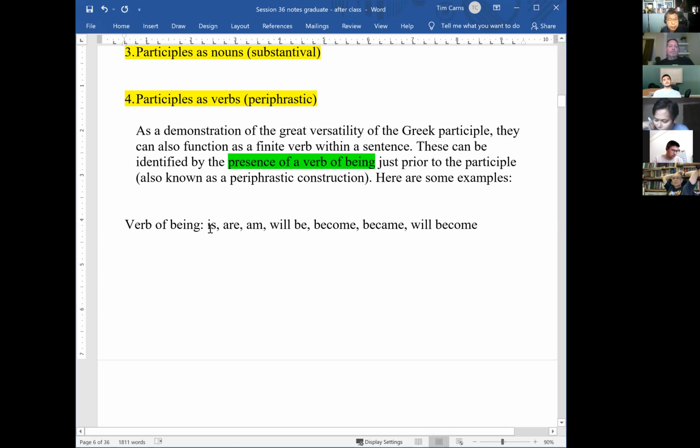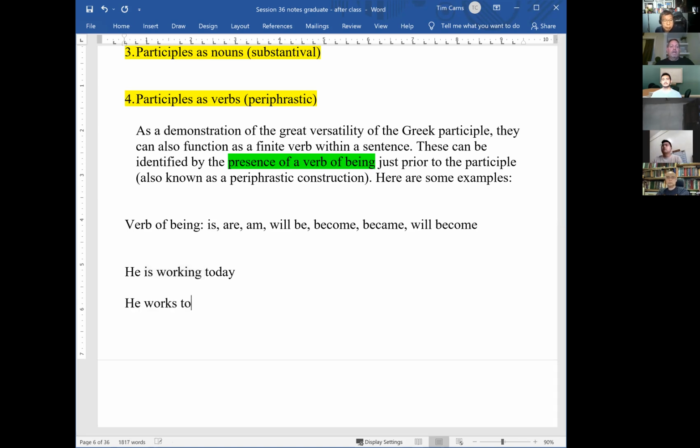You will see in Greek, if the participle has the Greek form of one of these verbs of being, then it actually is functioning as a regular verb. And in fact, we can see this kind of similar in English, right? He is working today. We wouldn't say working here is a participle, right? We would say it's coupled with the verb is, so it's describing a present tense action. And by saying it this way, is working, we're actually emphasizing the ongoing present tense nature of his action, as opposed to he works today. Works is a present tense, but it's just describing it in a general sense.